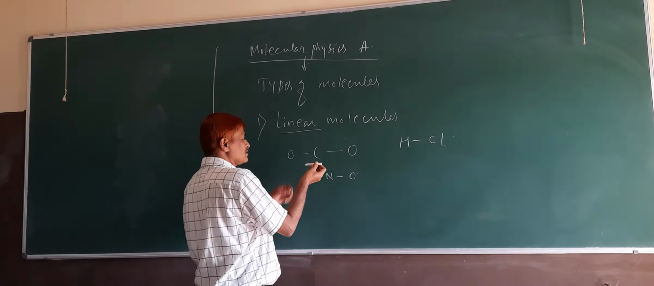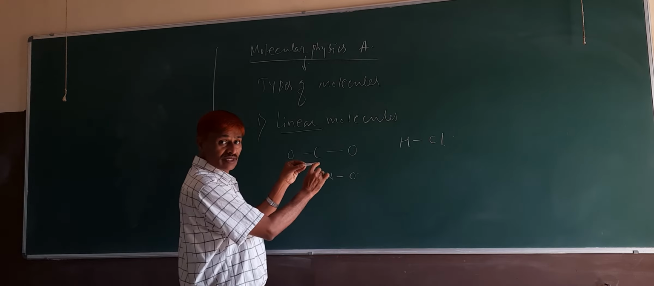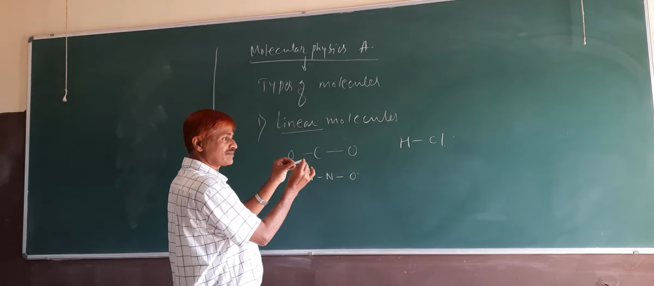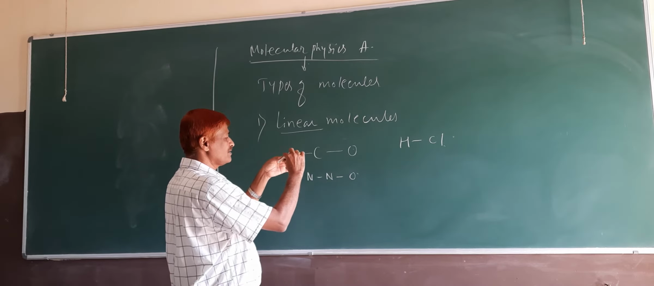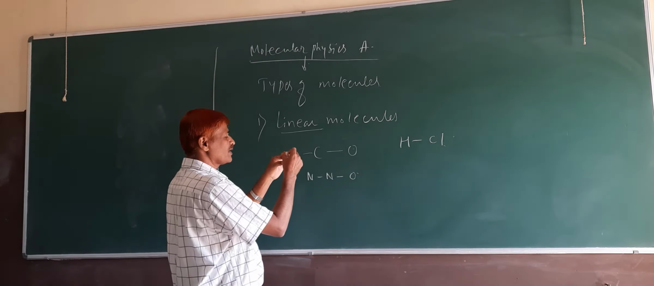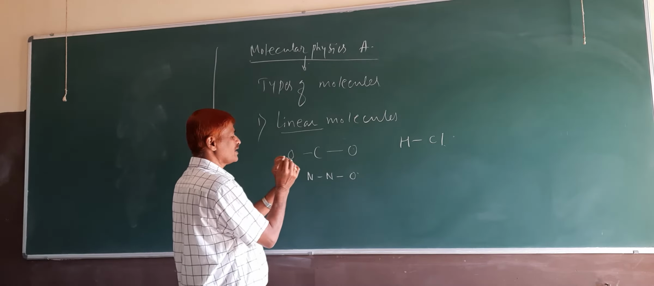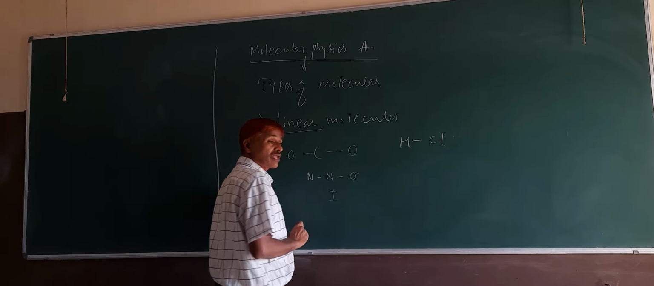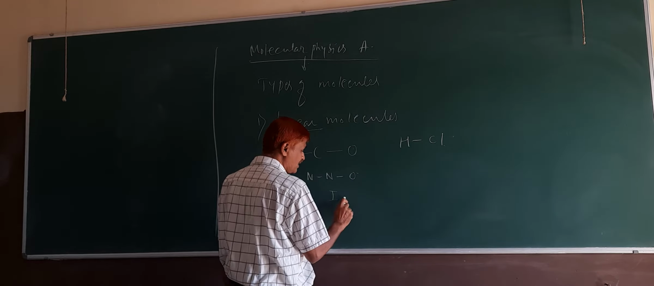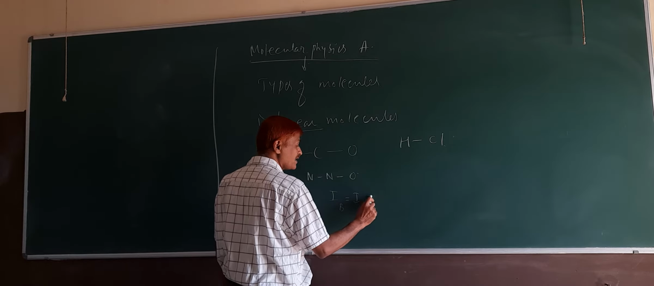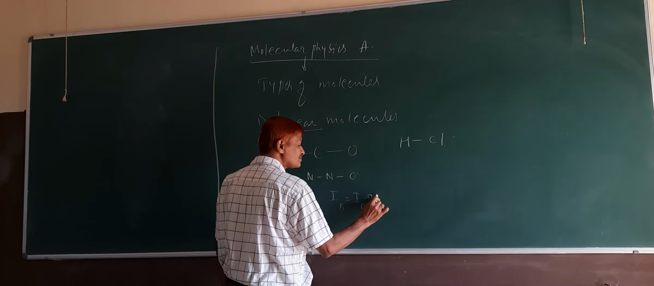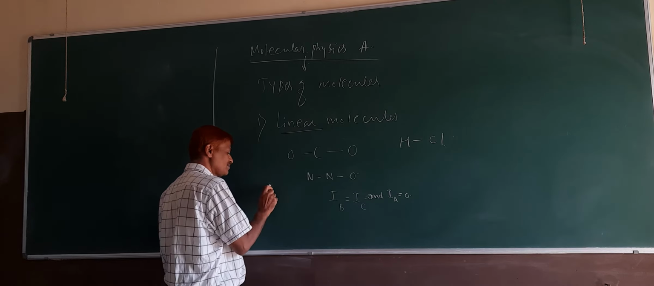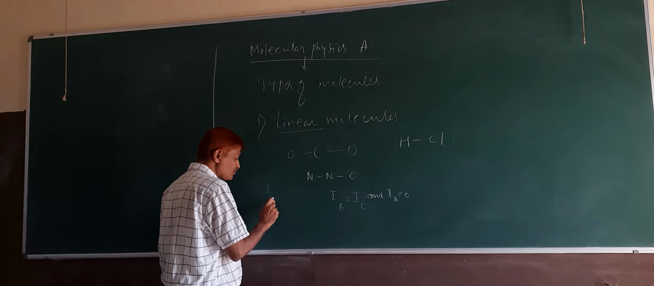What is the difference if you take such type of molecules? You can expect the molecules are in a line, right? They can rotate this way, or they can rotate this way. There are two possibilities. For that reason, we write IB equal to IC and IA equal to 0. What I represents here is moment of inertia.